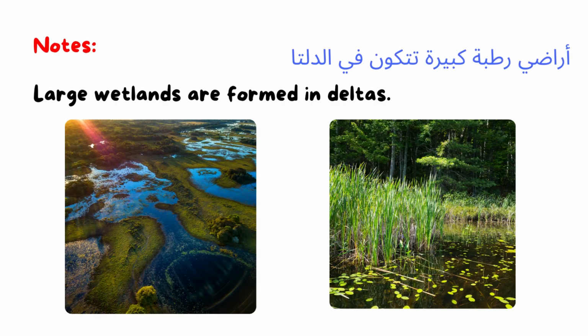Here we have some notes: large wetlands are formed in deltas. As you see here, wetlands are lands that have water in their soils, as we see in these pictures. And the plants in the wetland, as you see in the second picture, have an important role in the deposition process, in the settling down of sediments and forming a delta. We will know the role of the plants now.